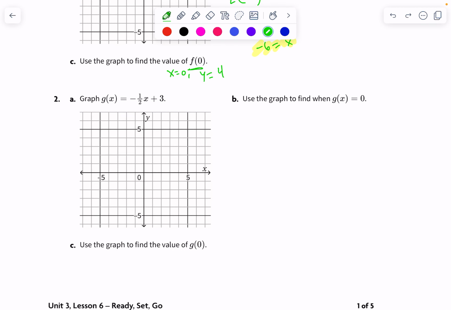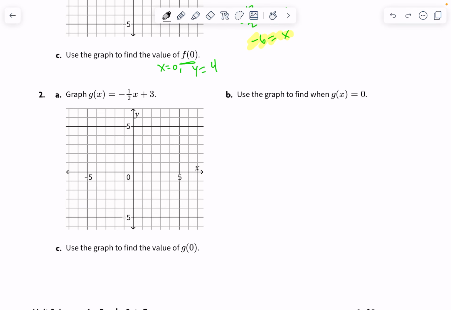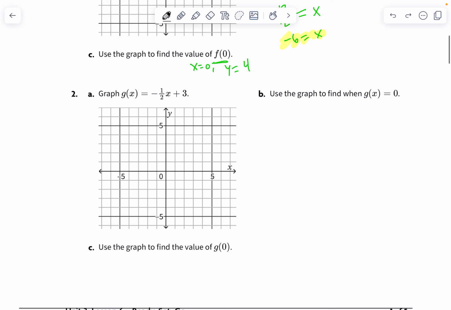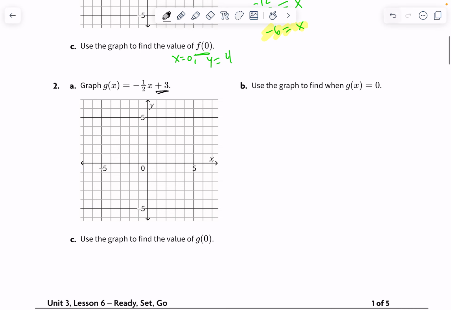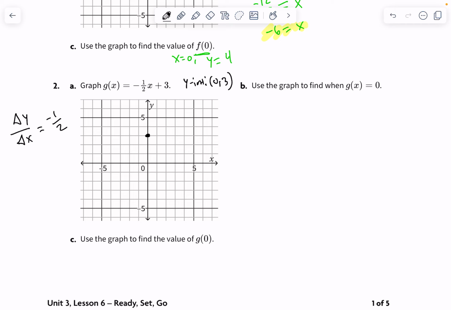Now they want us to graph g of x equals -1/2 x plus 3. So you start at +3. That's your y-intercept. So my y-intercept is 0, comma 3. So we start right there. The change in y over the change in x is equal to -1/2. So again, I'm going to go down how many? Down 1, and to the right, how many? 2. This is your other point right there.